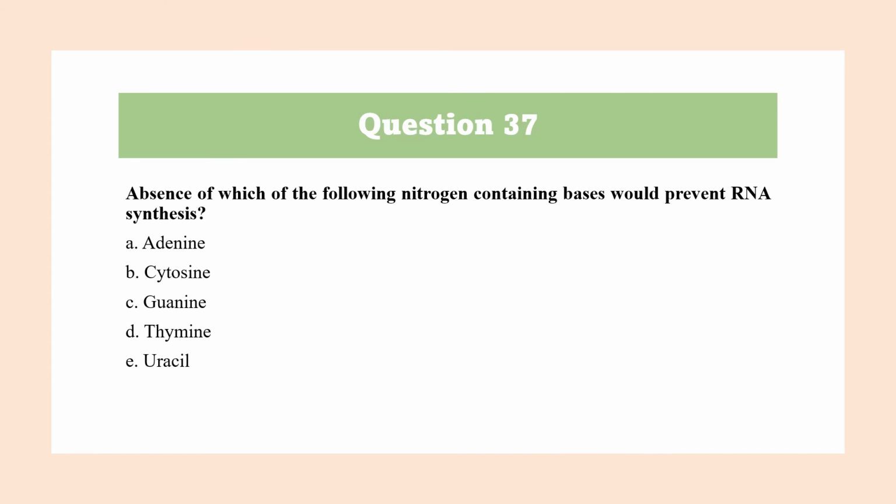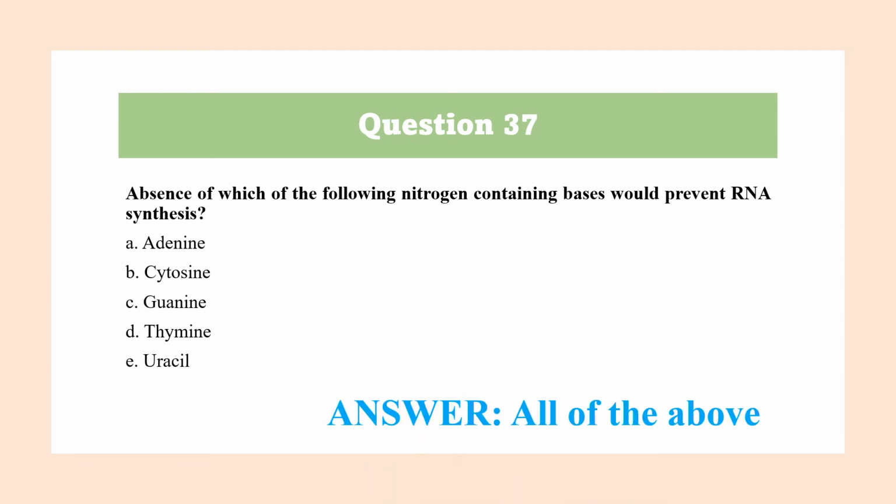Number 37. Absence of which of the following nitrogen-containing bases would prevent RNA synthesis? Adenine, cytosine, guanine, thymine, or uracil? The answer is all of the above.